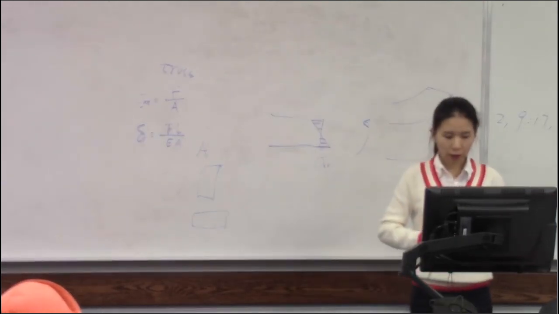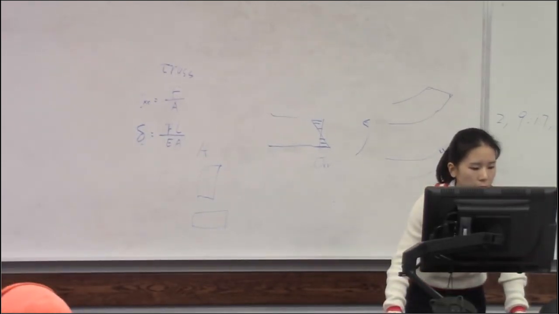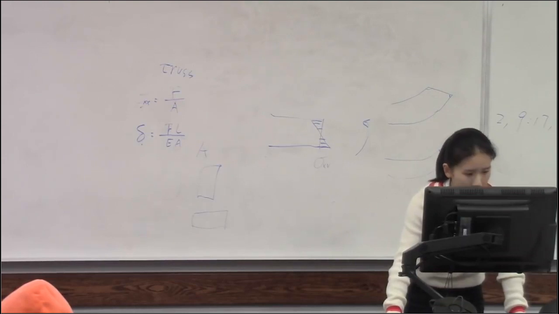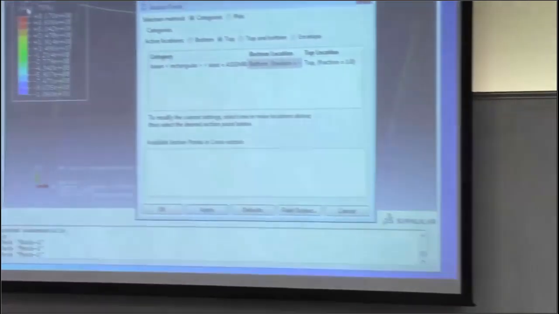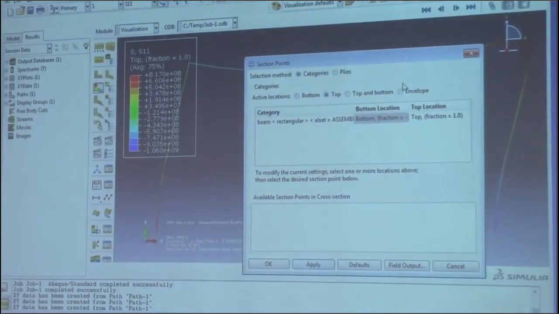So you can change this if you want to see the result at the upper surface. So under result and section point, you can change this to top. Apply. You can see top. So you must be clear whether the plot is from the upper surface or from the bottom surface, top surface or bottom surface.